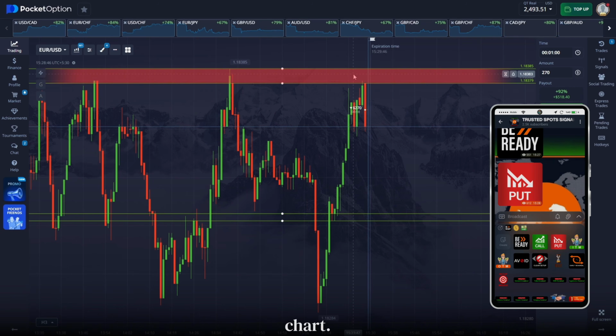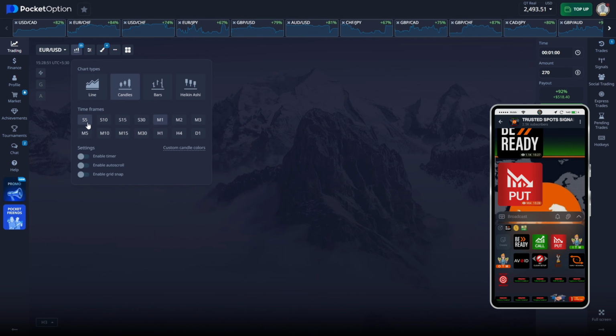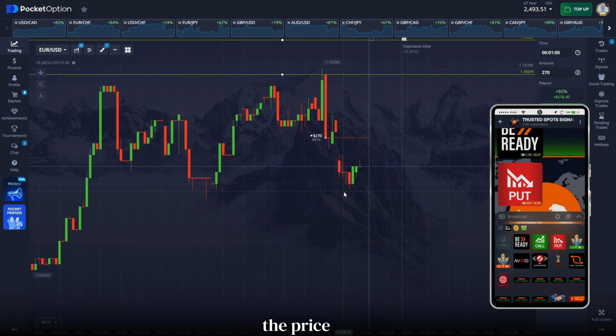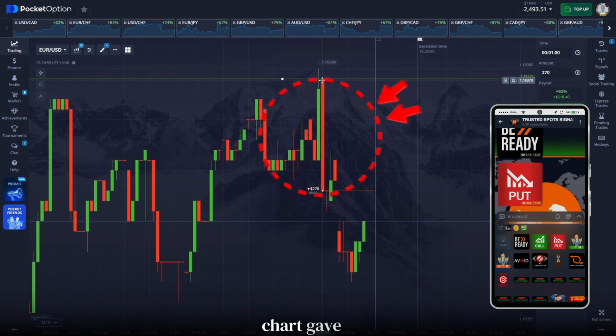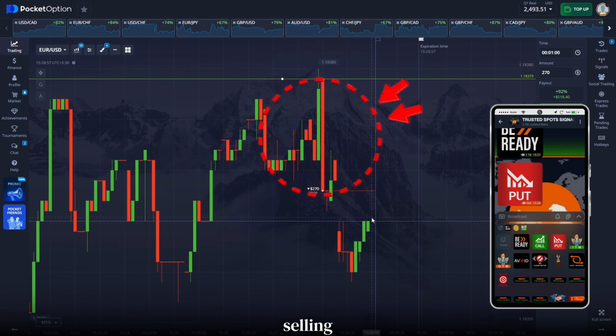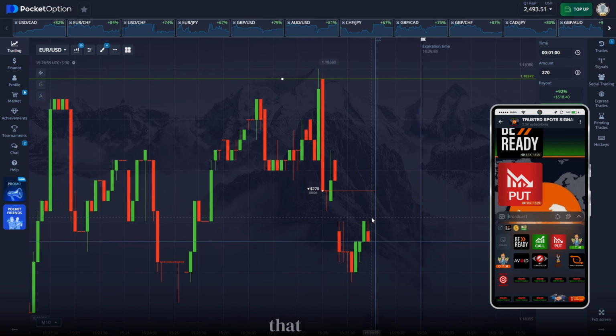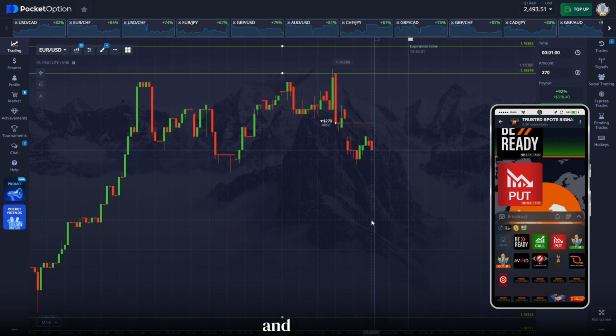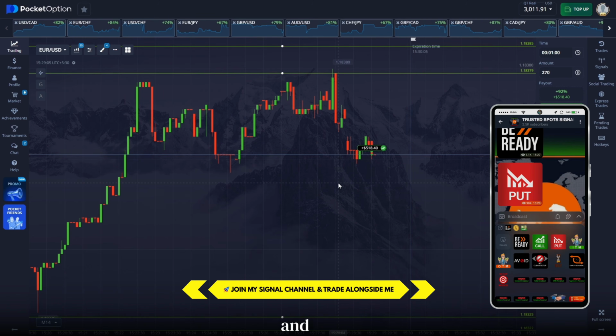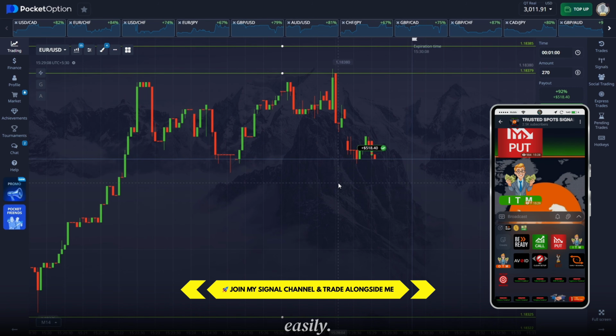On the 1 minute chart, as soon as the price hit the resistance zone, the price on the 5-second chart gave a strong selling candle, which was a confirmation that price will reverse, and you can see that after that the price went down and we booked profit easily.